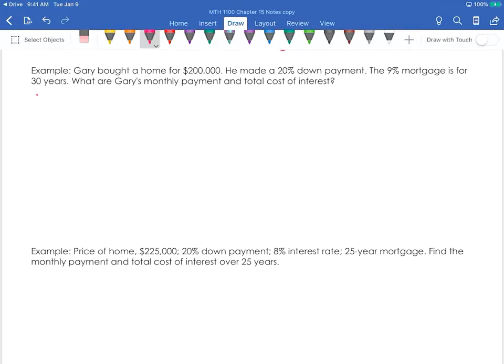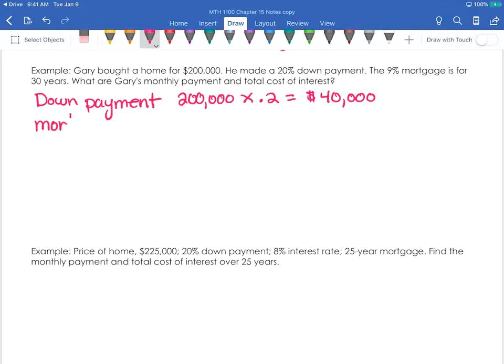So to find the down payment, we need to find 20% of $200,000. So that means I'm going to take $200,000 times 0.2, and that's going to give me a down payment of $40,000. So the cost of the home is $200,000. Gary is putting $40,000 down.